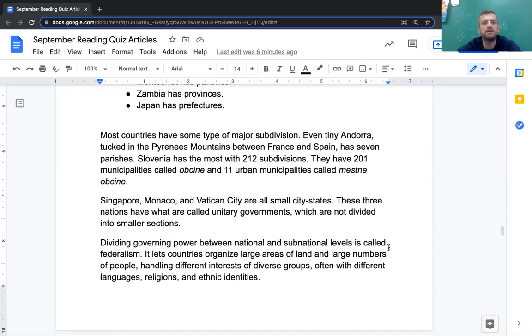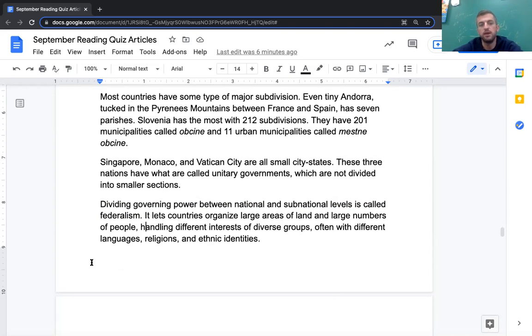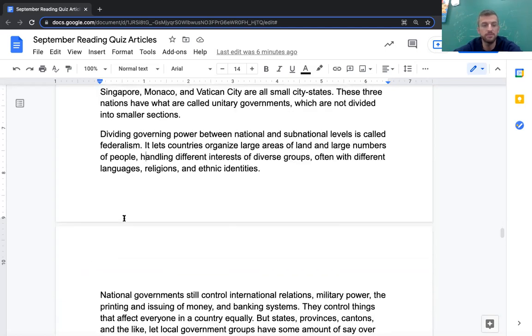Singapore, Monaco, and Vatican City are small city-states. These 3 nations have what are called unitary governments, which are not divided into smaller sections. Dividing governing power between national and subnational levels is called federalism. I thought that was only an American thing. Yeah, well, the American government helped inspire these countries. It lets countries organize large areas of land and large numbers of people, handling different interests of diverse groups, often with different languages, religions, and ethnic identities.